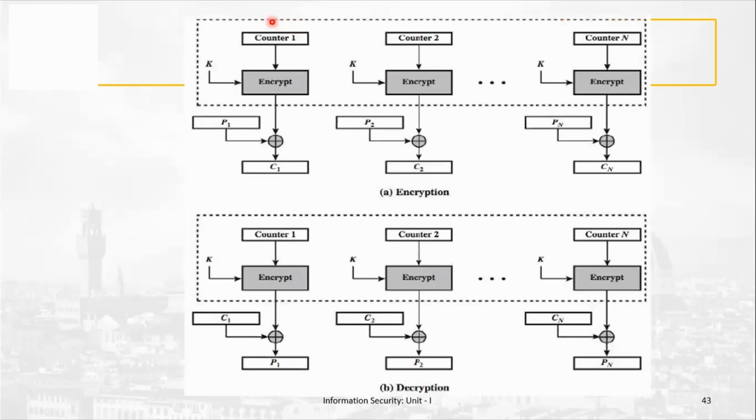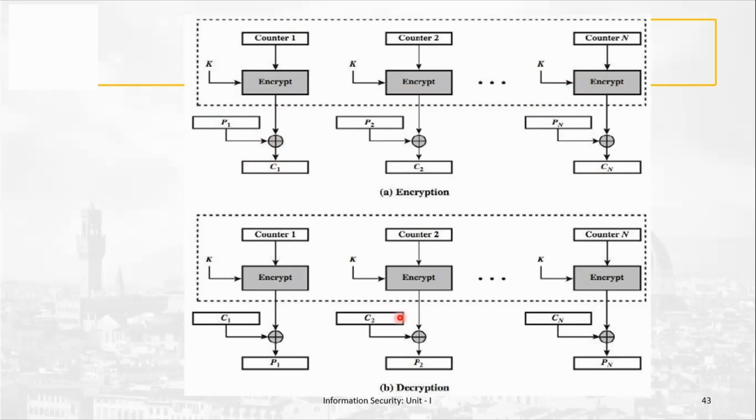So we provide a separate counter, which is nonce 1 for this round, nonce 2 for this round, nonce 3 for the next round, and so on. This way we can do things in parallel. We can overcome all the problems faced by the earlier operation modes, and we can do this process much faster, keeping the encryption completely separate from the XOR operation of P1 and C1.